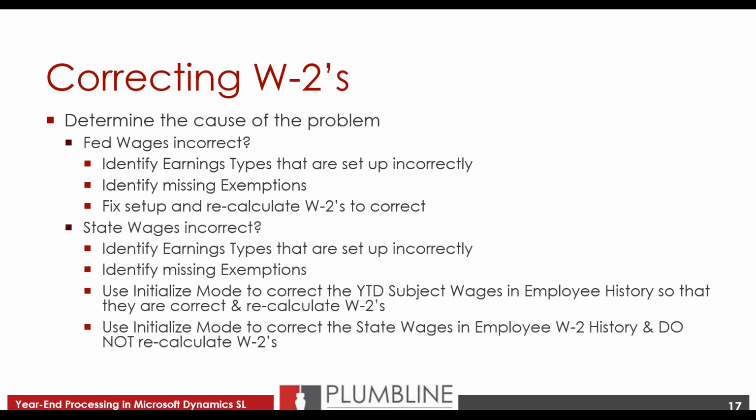Now, if it's the state wages that appear incorrect, we again would want to identify any earnings types that may be set up incorrectly, any missing exemptions that might need to exist, and if any items are found with this scenario, then we have a couple options for resolving. One would be to use initialized mode to correct the year-to-date subject wages in the employee history screen. You would make those to be correct and then rerun the W-2 calculation process. Or you could use initialized mode to correct the state wages in the employee W-2 history screen. And with this route, you would not recalculate the W-2s.